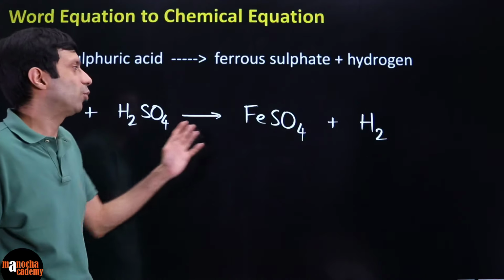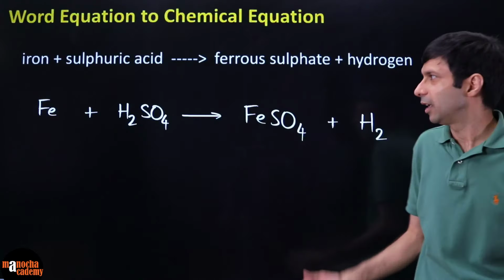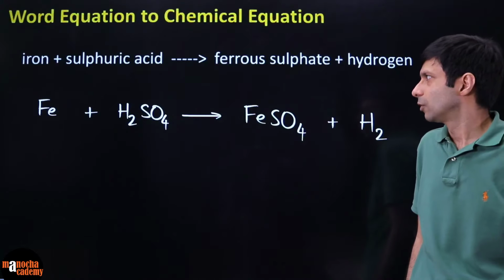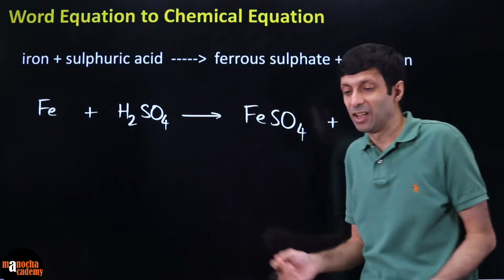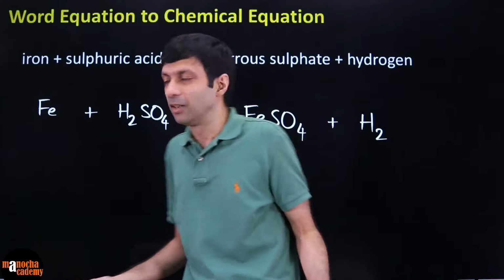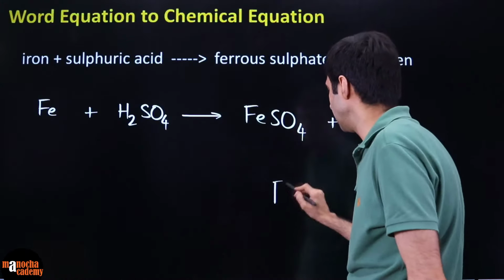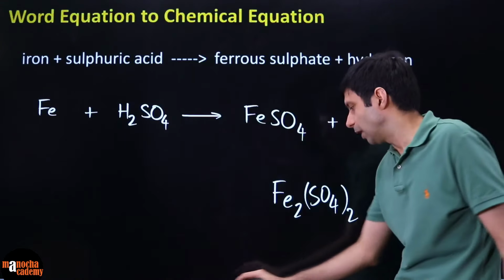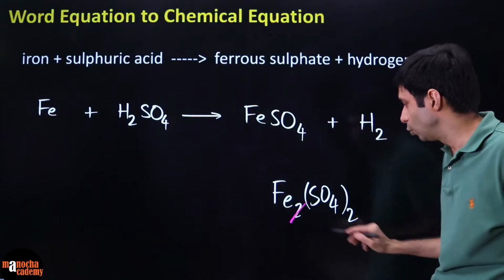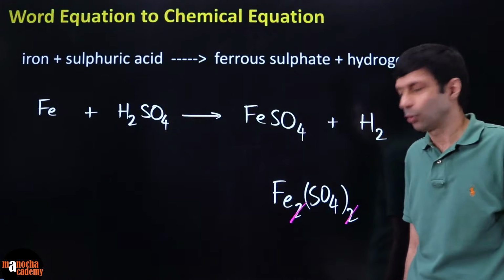So Fe plus H2SO4 gives ferrous sulfate plus hydrogen, and please check if it is balanced or not. So you can see iron is balanced, H2 balanced, sulfate balanced, so that's great. You don't have to do any balancing here. So iron was valency 2, sulfate was 2. So if you are thinking, what happened? By crisscross, the 2 came down, but this 2 is common, so it gets cancelled. So that is why the final formula is FeSO4.